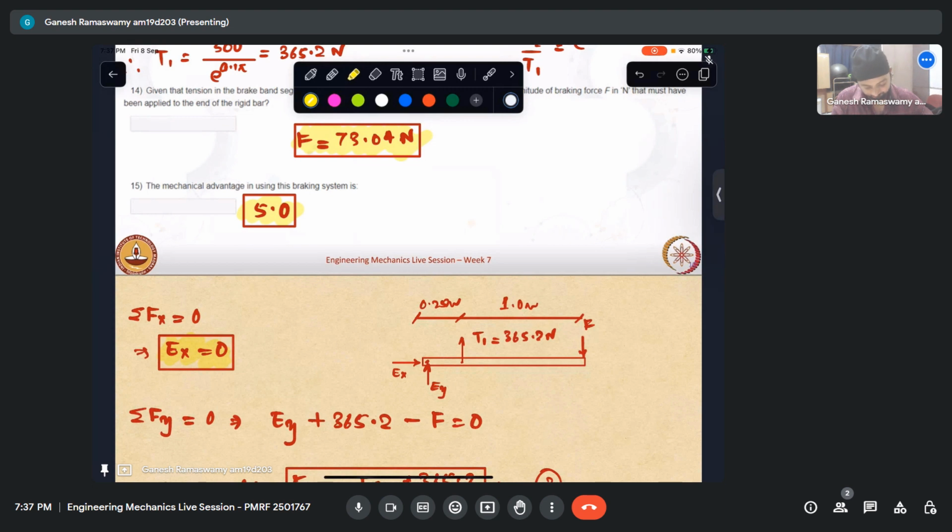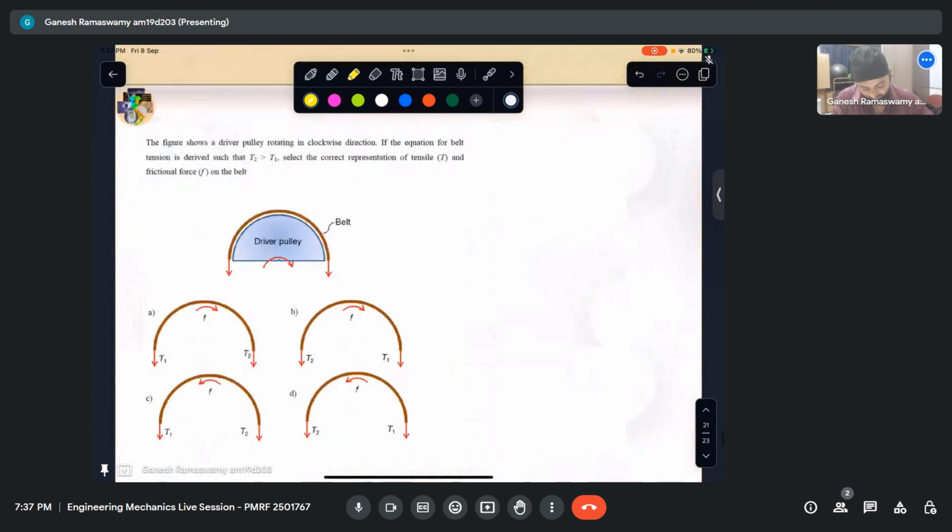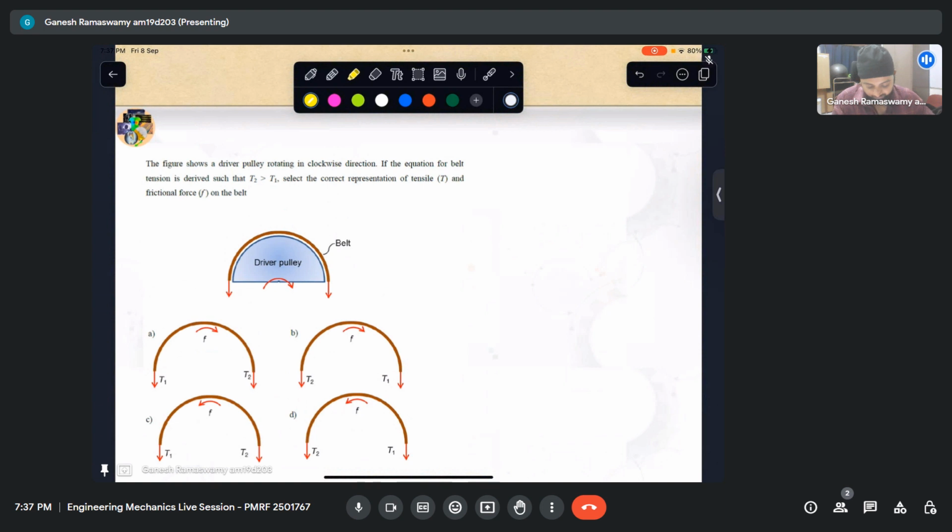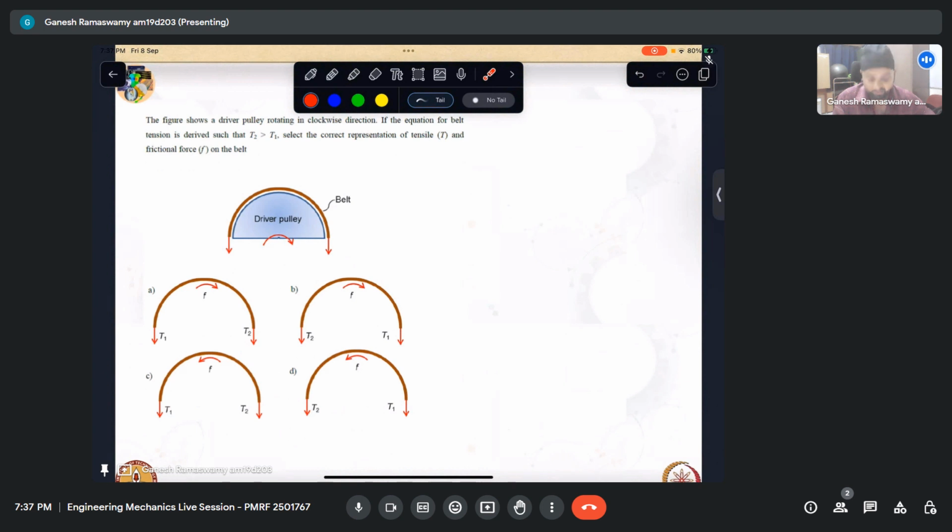Okay, so now let us look at this question. The figure shows a driver pulley rotating in the clockwise direction. If the equation for the belt tension is derived such that T2 is greater than T1, select the correct representation of tensile and frictional forces on the belt is what is said. So we can see here this is a driver pulley, implies that this pulley drives the belt.